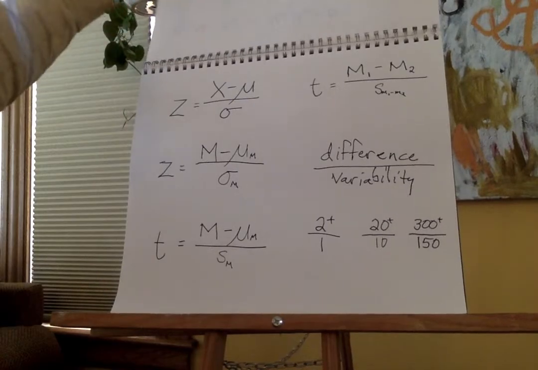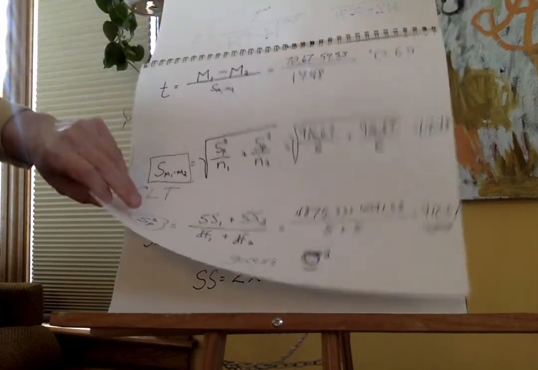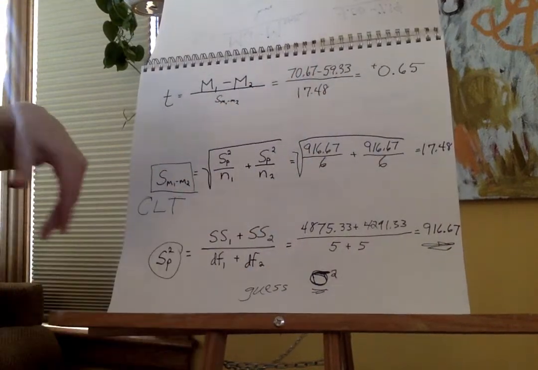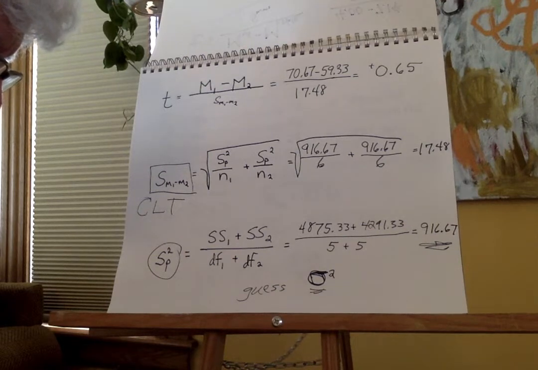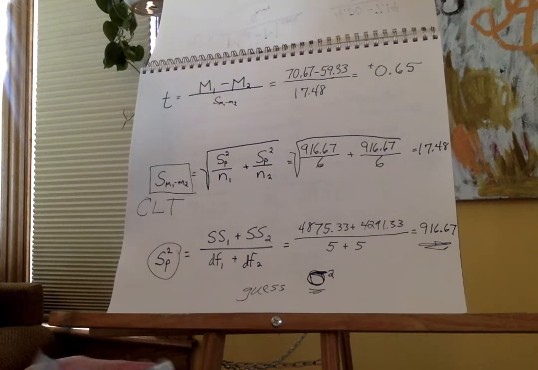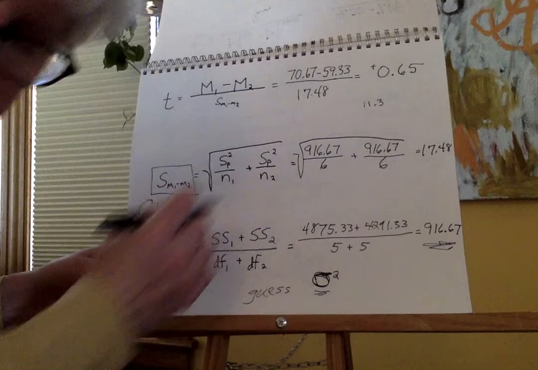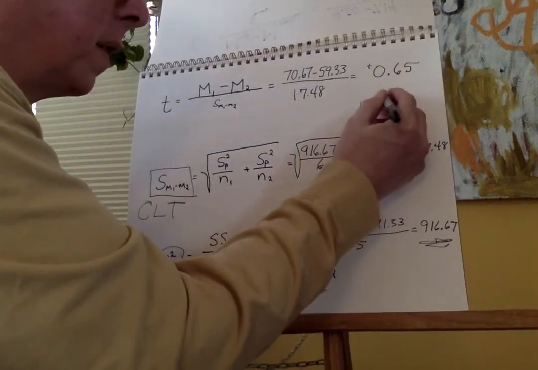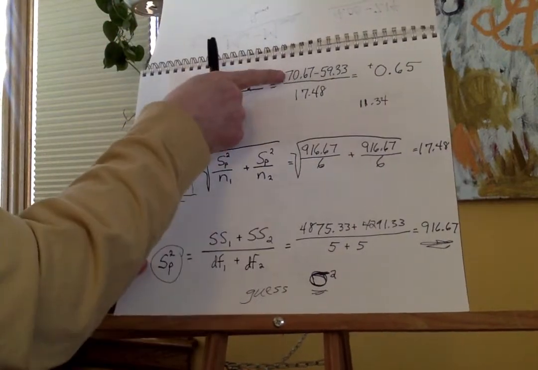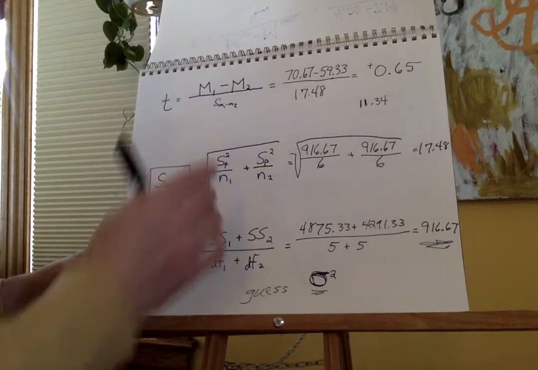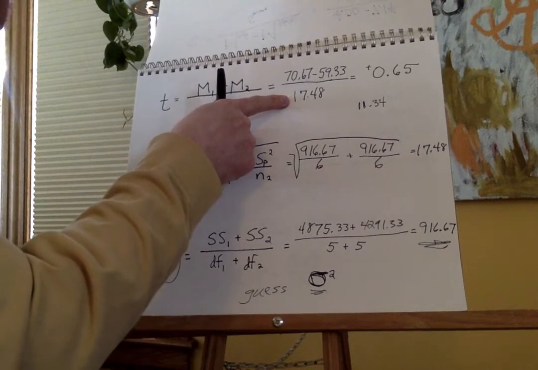Okay, so let's go back. What kind of a difference do we have on the top there? 70.67 minus 59.33. We have an 11.34 difference on the top. That's this value here, okay? Now, the reason that that wasn't statistically significant is because the variability is 17.48, right?